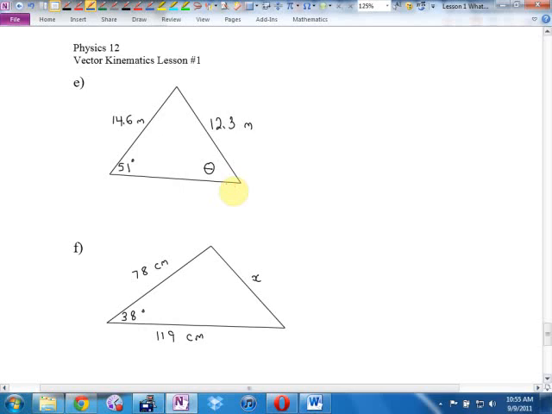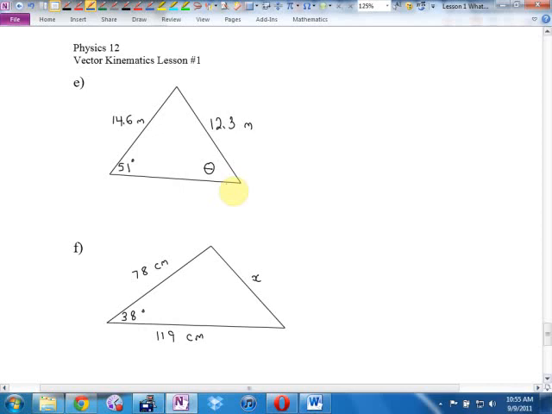F. Emily, is there a right angle? Pair? 38x, no. 78, I don't know the angle. 119, I don't know the angle. This is using the cosine law, not to find an angle, to find an X, practicing the cosine law. See the side angle side? That one I'm not going to do. I already did one like that. You can also use the cosine law to find an angle, but it never shows up in physics 12, so I'm not going to worry about it.